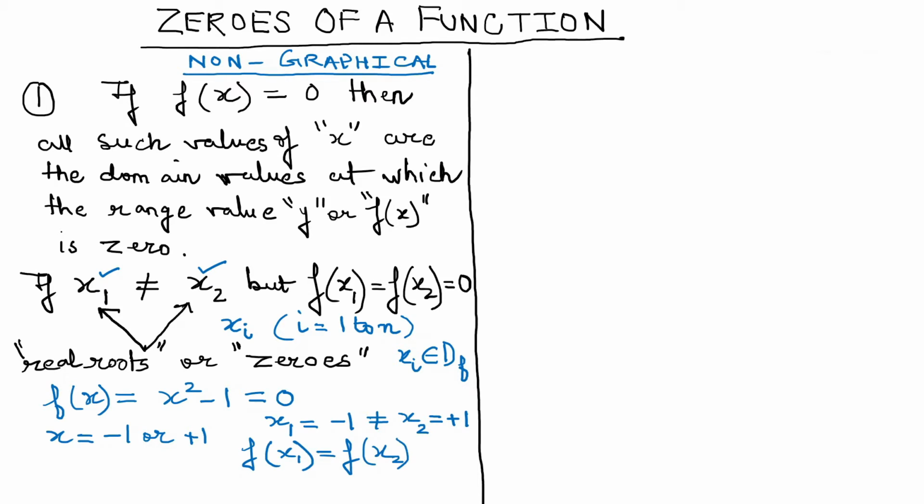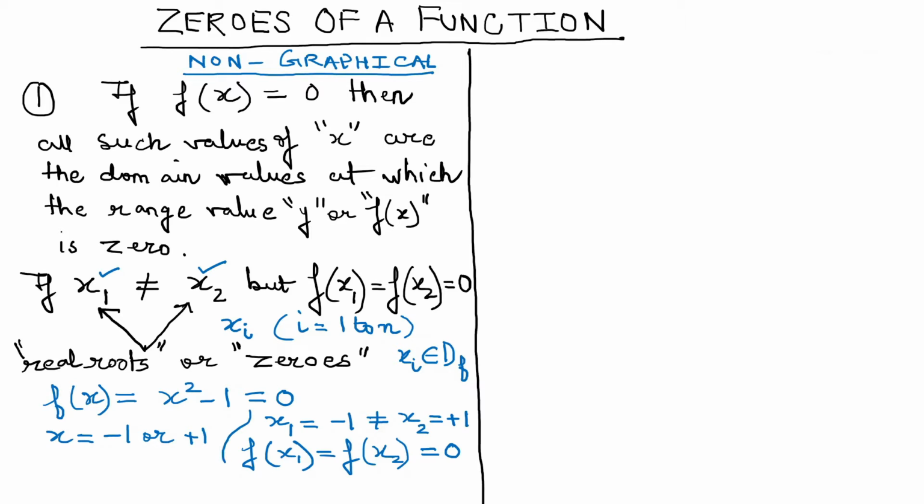So if I say what is f of minus 1, f of minus 1 will be a 0, which is 1 minus 1. Minus 1 whole square is 1, and 1 minus 1 is a 0. And at the same time, if I am taking f of x2, which in this case is f of plus 1, which will be nothing but 1 square minus 1, which is equal to a 0.